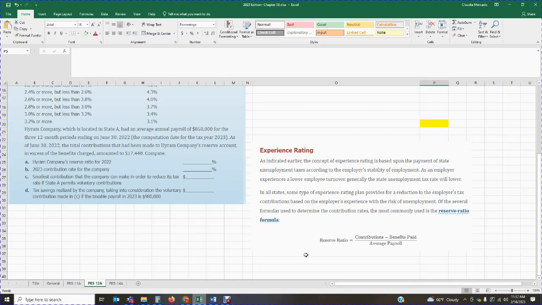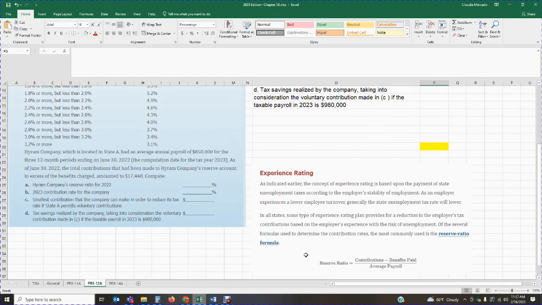Because what does that mean? You need more money to cover all of those benefits being paid. So the less you pay in unemployment benefits, the lower your state unemployment tax. The more people that claim unemployment benefits in your organization, the higher your rate. In all states, some type of experience rating plan provides for a reduction of the employer's tax contributions based on the employer's experience with the risk of employment. Of the several formulas used to determine the contribution rates, the most commonly used is the reserve ratio formula. The reserve ratio is equal to your contributions less any benefits paid, over your average payroll.